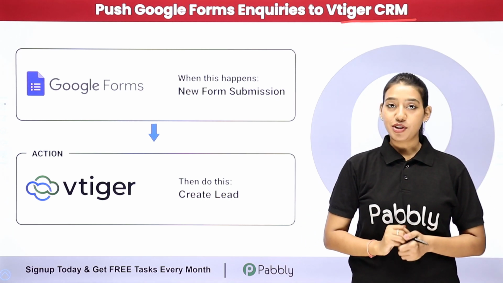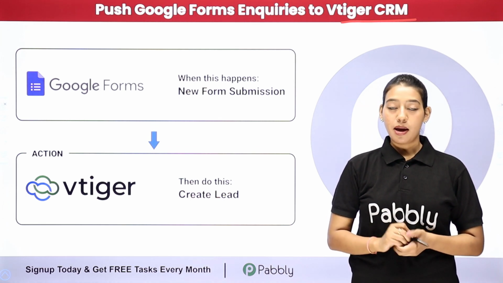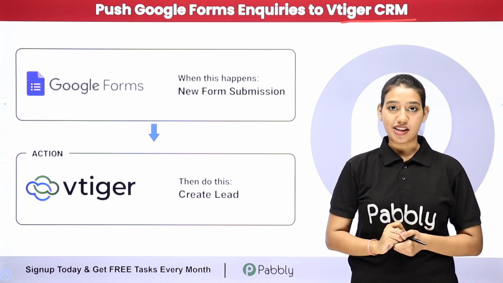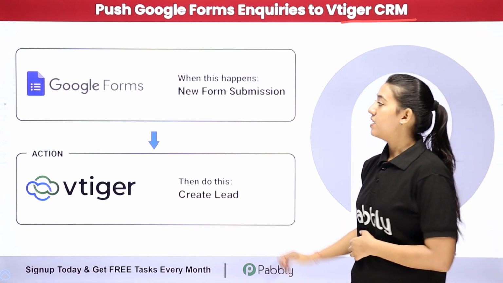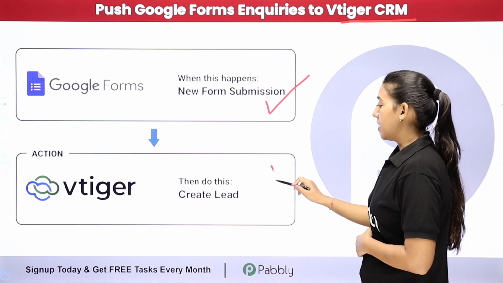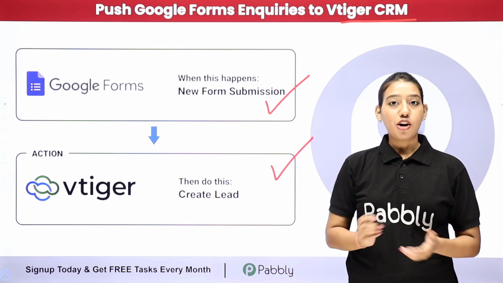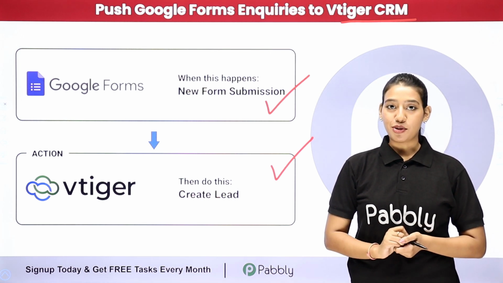You run a training institute in which you receive a lot of inquiries and leads through your Google Forms. Manually adding all the data in your Vtiger CRM can be a very time-consuming process. So with the help of Pabbly Connect, we are going to automate this process by integrating our Google Forms with Vtiger CRM. So whenever a new response is received in Google Forms, it will be automatically added in your Vtiger CRM. Now if you want to learn how to automate this process, then let me show you my screen.